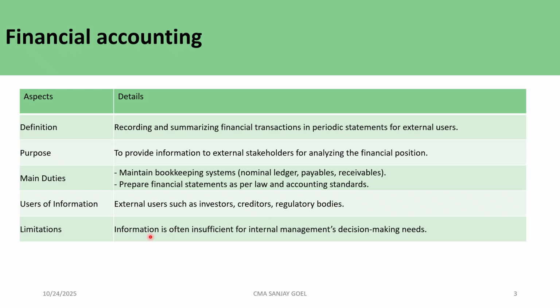Limitation. What is the limitation of financial accounting? The information is insufficient for internal management. The information provided by financial accounting is for external users, not for the internal management decision-making process. So if we need information for internal management, we need the cost accounting system and the management accounting system for decision making.